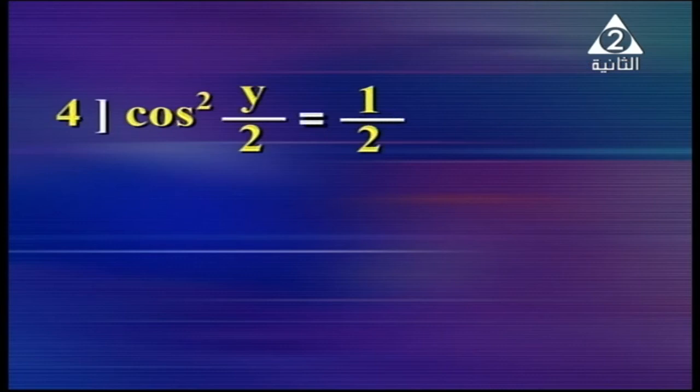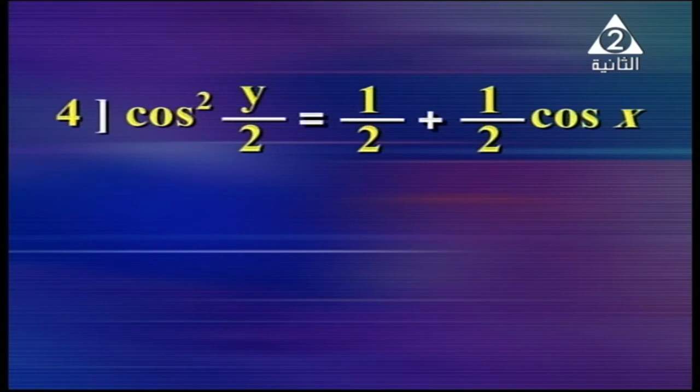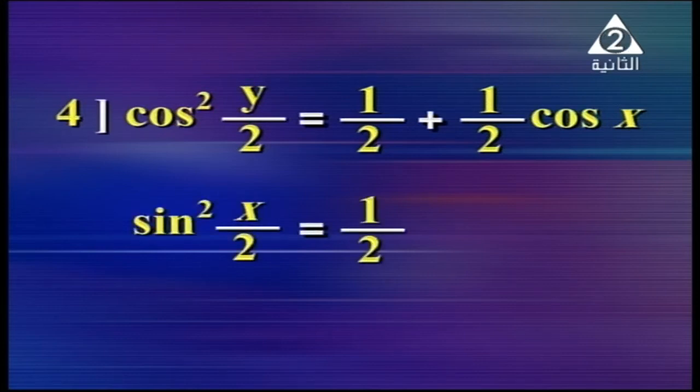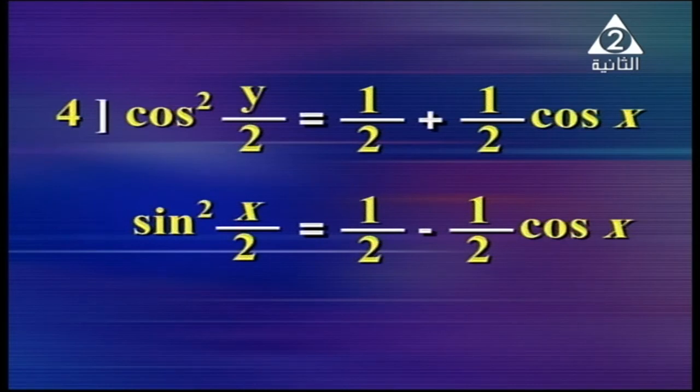Cosine squared of y over 2, or half y, equals 1 over 2 plus 1 over 2 cosine y. Also, sine squared of x over 2 equals half minus half cosine x. Remember, this is cosine squared of half y and sine squared of half x equals half minus half cosine x.